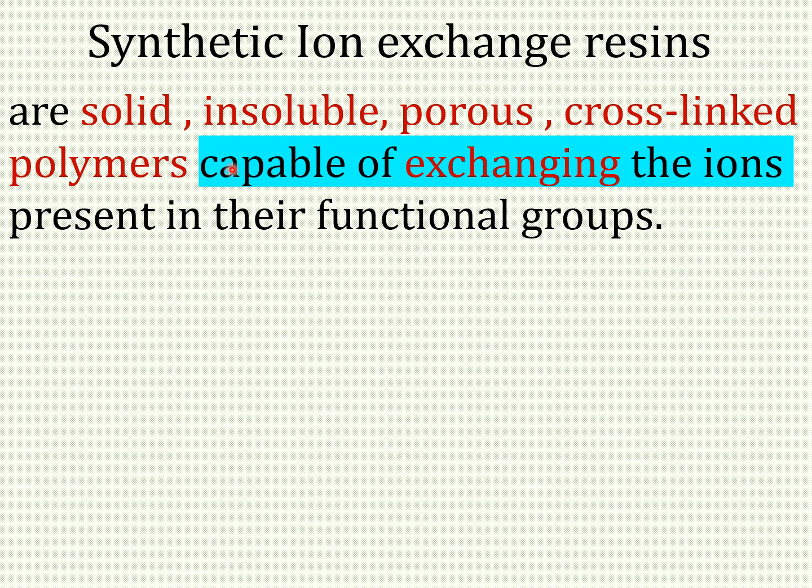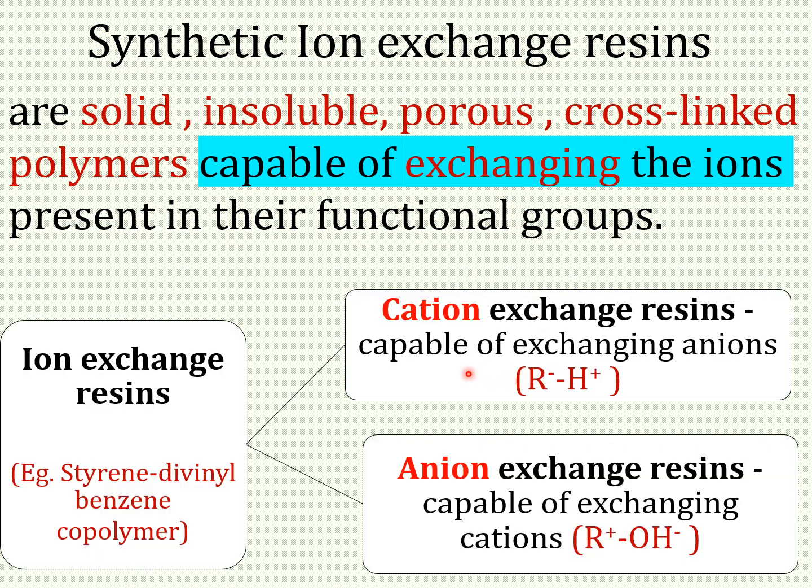And the most important characteristic is that they are capable of exchanging the ions present in their functional group. They have exchangeable ions. That is why they are called ion exchange resins. Now, depending on the nature of the exchangeable ion, we can further classify them into two. See here, cation exchange resin and anion exchange resin.